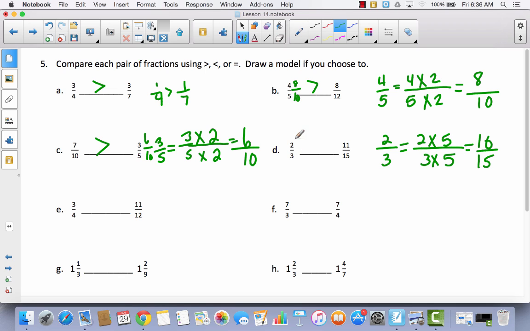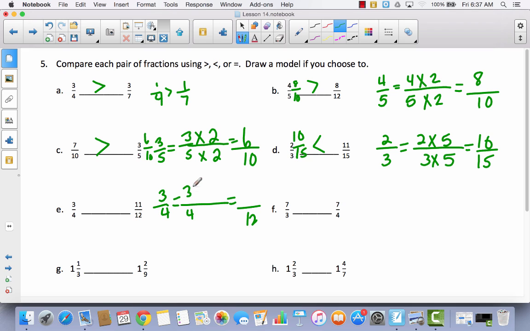So instead of thinking of this as 2/3, I'll think of it as 10/15. So if I had 10/15 and 11/15, which would be greater? Well, 11/15, because if I have 11 of the same size, that's going to be more than 10 of the same size. All right, so let's take a look at E. I've got 3/4 and 11/12. There's nothing I can do to 3 to get to 11, but there is something I can do to 4 to get to 12.